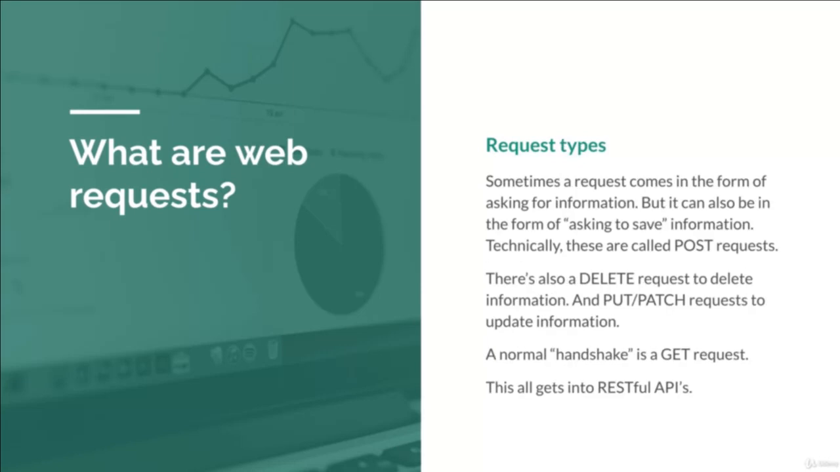And these are called request types. So sometimes a request comes in the form of asking for information. And this is called a GET request. But it can also be in the form of asking to save information. Now technically, those are called POST requests. There's also a delete request to delete information and a put or patch request to update information. And once again, a normal handshake is just a GET request. That's the most common one. And this is actually getting into RESTful APIs.